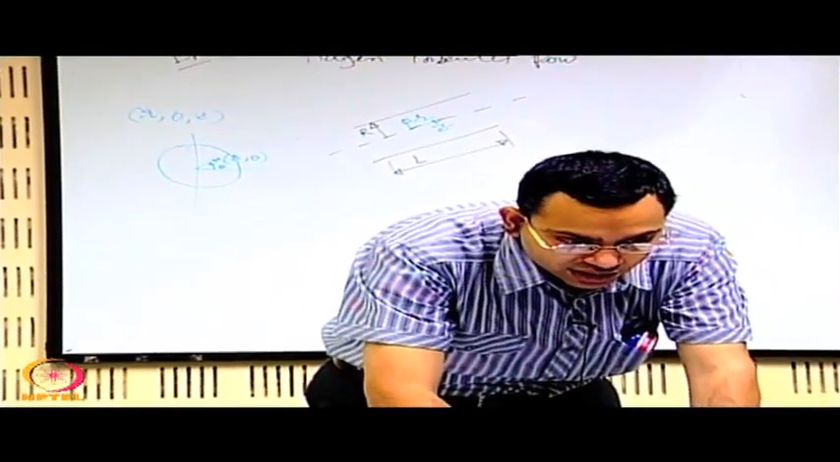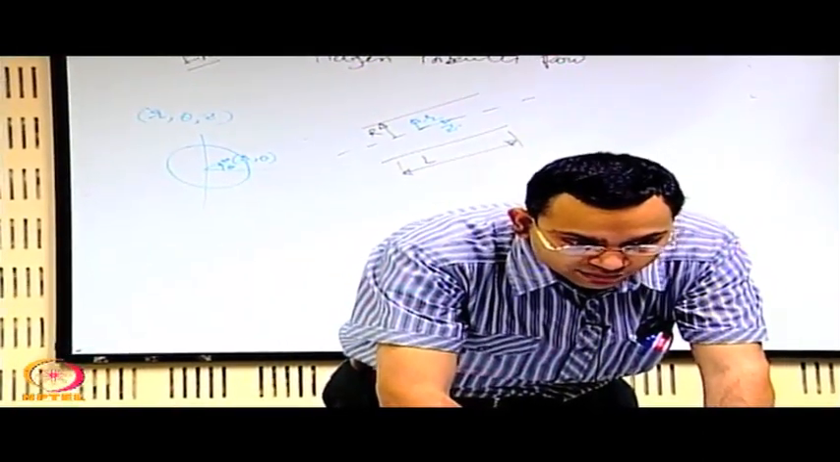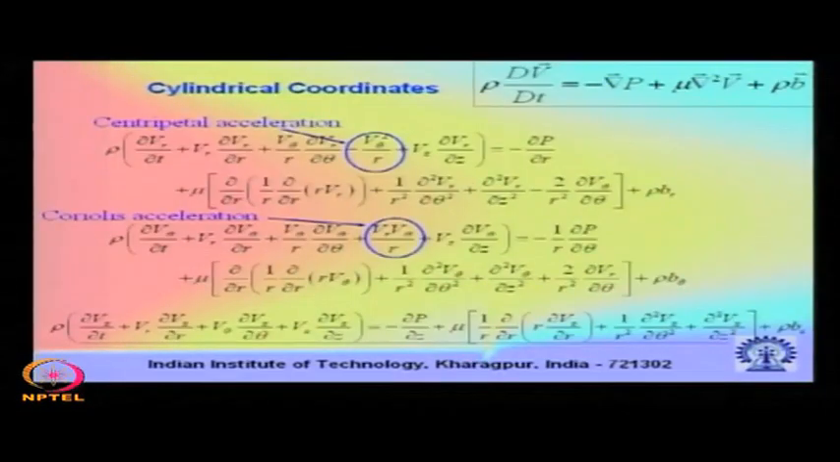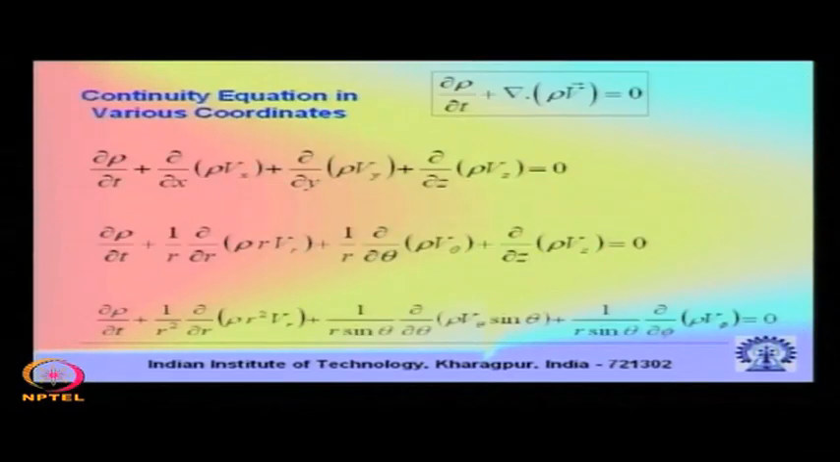So let us look into some of those equations. I will project those equations on the screen so that it will be possible for you to follow easily. So let us look into the cylindrical coordinate form of the Navier-Stokes equation, and we will try to solve it. To do that, we will always start first with the continuity equation and see what the continuity equation gives to us.